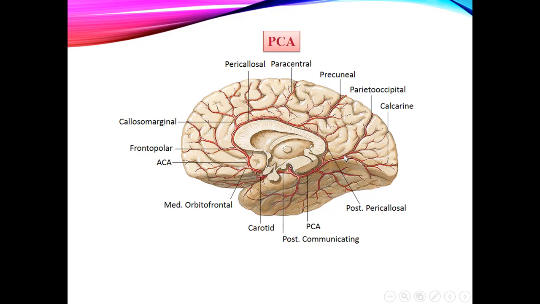And finally, as you see, the PCA is split into two final branches. This branch, located in the parieto-occipital sulcus, is called the parieto-occipital branch. Okay, and this branch is the calcarine branch, or calcarine artery, because it's located in the calcarine sulcus.